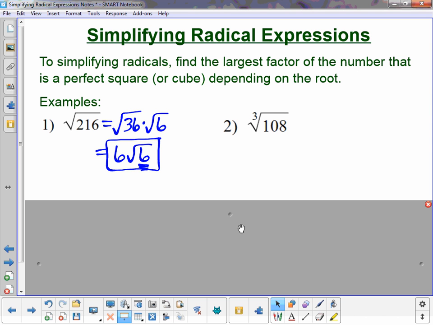Okay? All right, now let's look at number 2. The cube root of 108. So now we have to switch our thinking from perfect squares to perfect cubes. What's the smallest perfect cube other than 1? 8. So 8 is the smallest perfect cube.